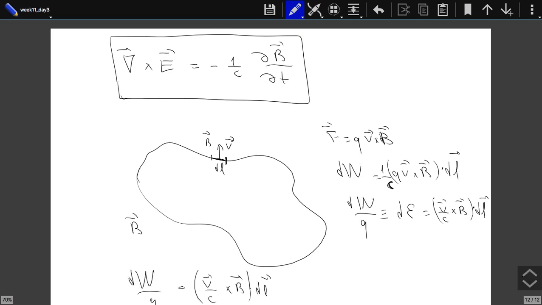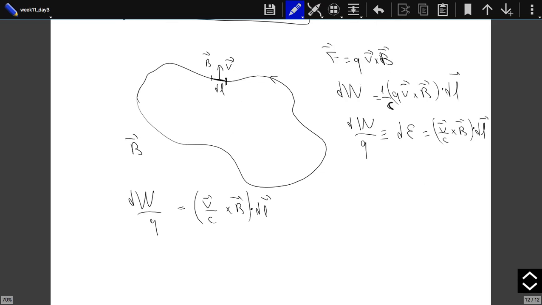Which direction? Well, I don't really care, to be honest. You see, when we were defining this EMF, we said that EMF is E dot dl. It can be both positive or negative, whichever direction you choose. So I will choose my direction to be this one.